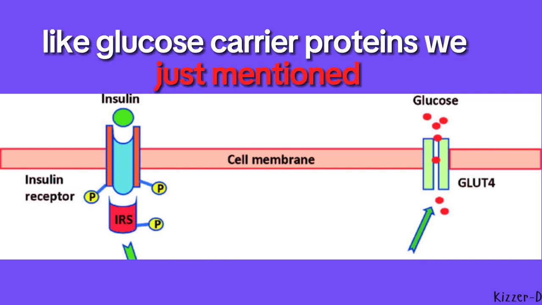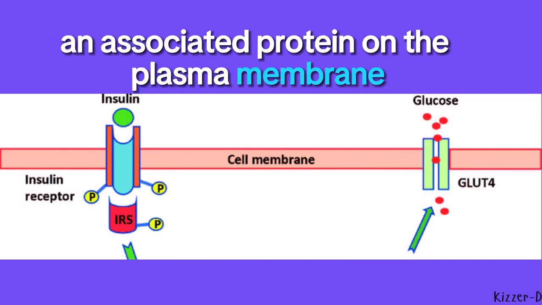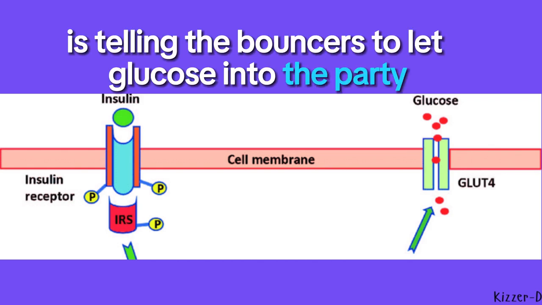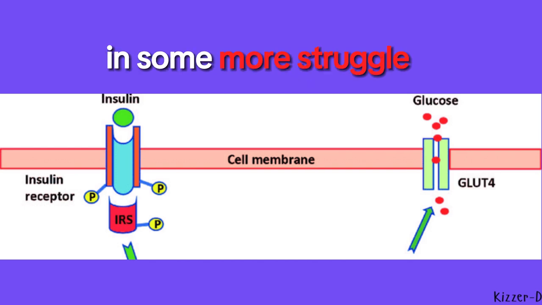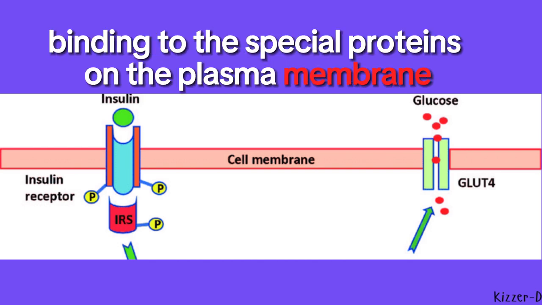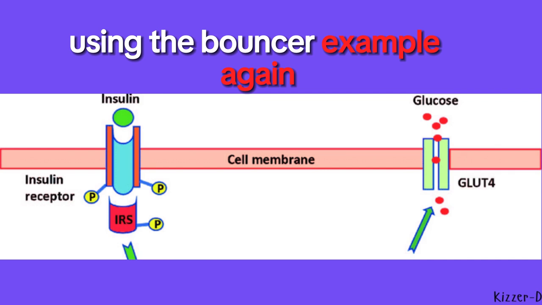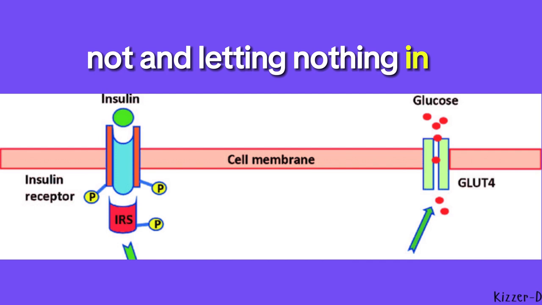Well, remember the glucose carrier proteins we just mentioned? Well, they only work if insulin is bound to an associated protein on the plasma membrane. Basically, it's telling the bouncers to let glucose into the party. This is why if you're a type 2 diabetic, insulin will struggle binding to the special proteins on the plasma membrane, therefore stopping the glucose from entering the cells. Using the bouncer example again, it's basically telling the bouncers to carry on not letting anything in.